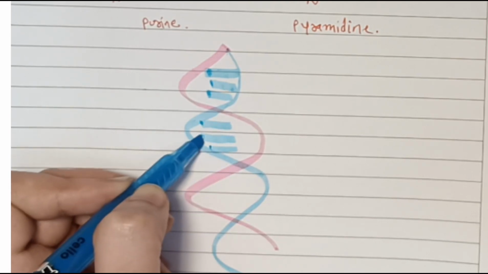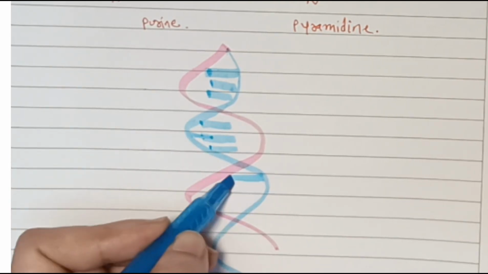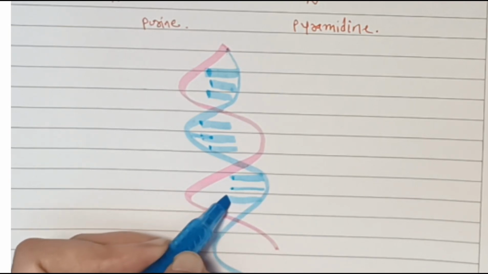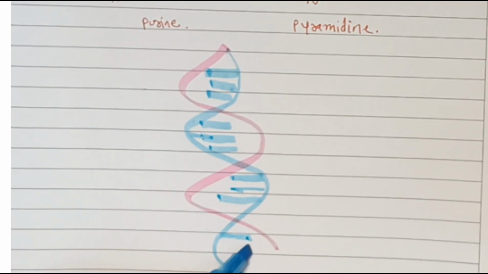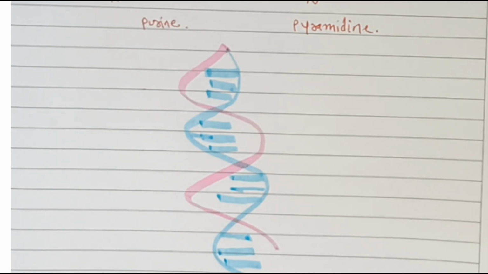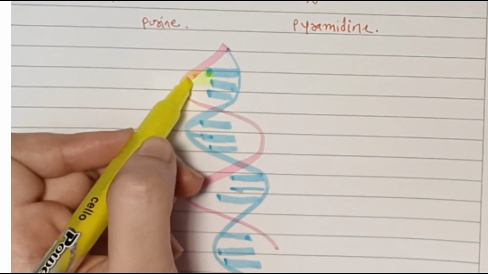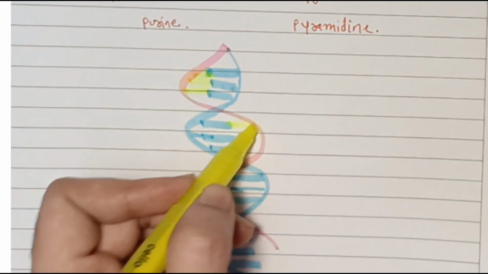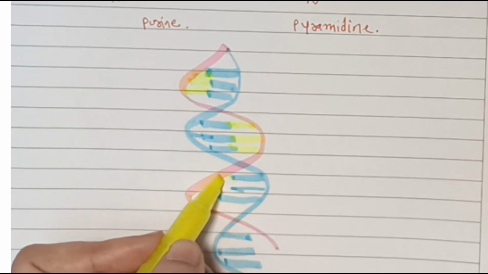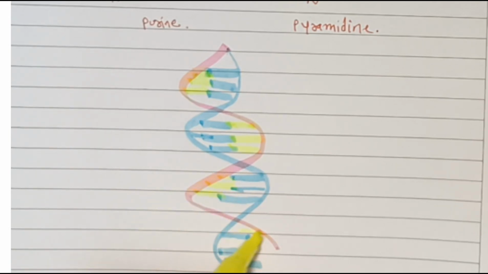We know that a bacteriophage, like phi X 174, has how many nucleotides? 5386. Then bacteriophage lambda has 48,502 base pairs. For example, E. coli has 4.6 into 10 raised to 6 base pairs.